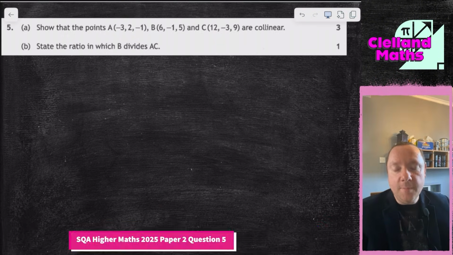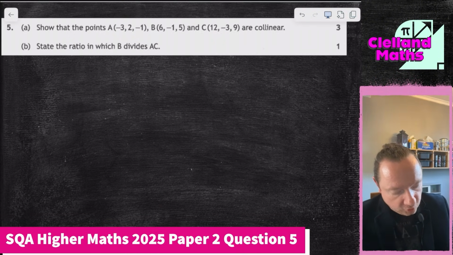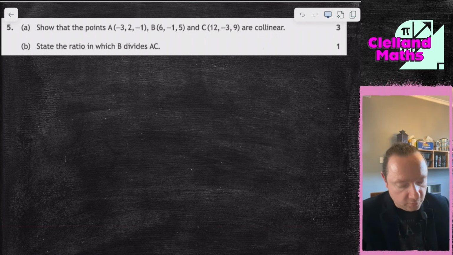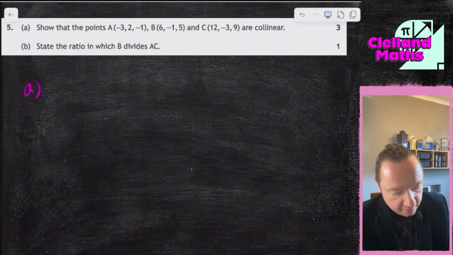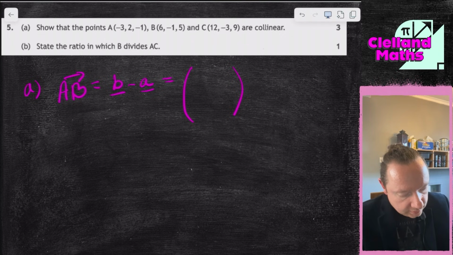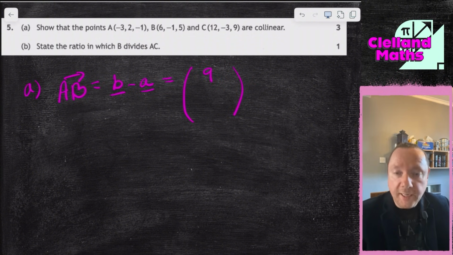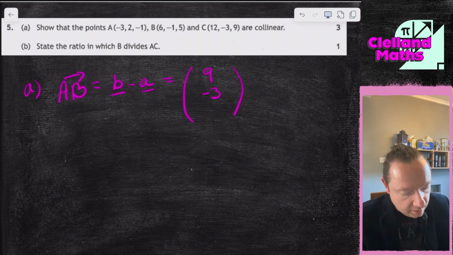And you're done there. Higher Maths 2025, paper 2, question 5. Show that the points are collinear and then find the ratio that B divides A to C. So for collinearity, I do A to B, which is B minus A. So that is 6 minus minus 3, which is 9, minus 1 minus 2, which is minus 3, and 5 minus minus 1, which is 6.